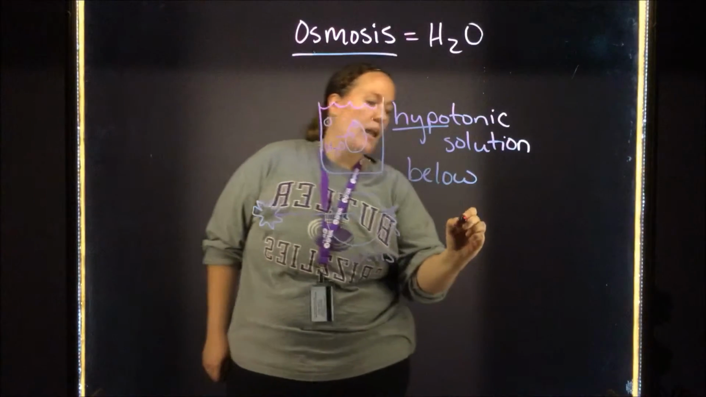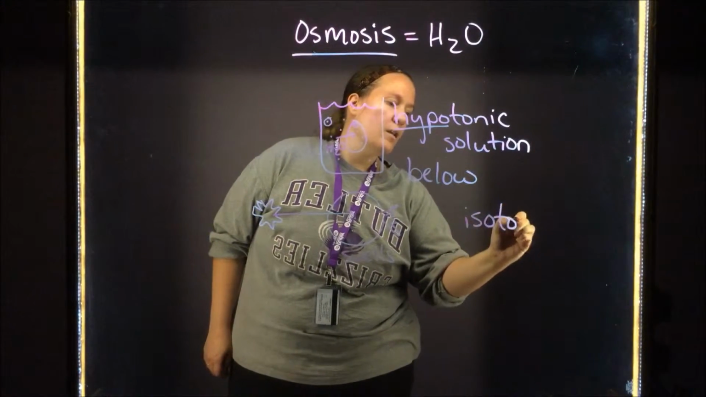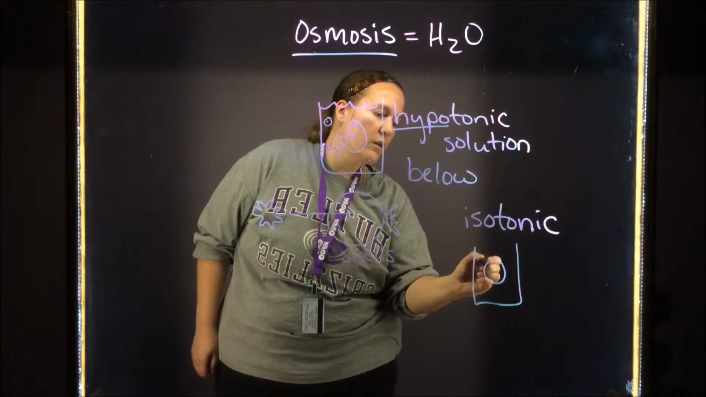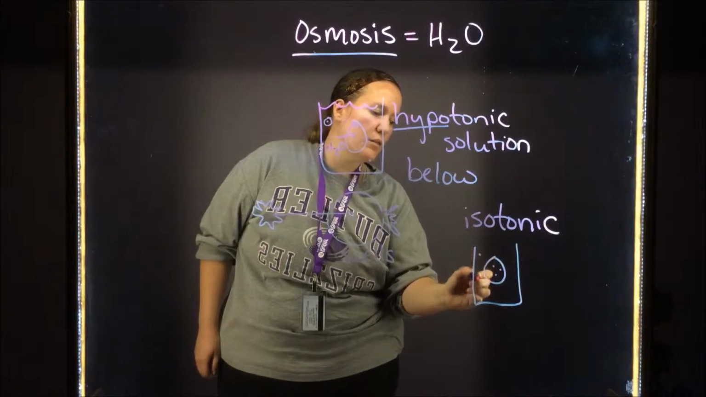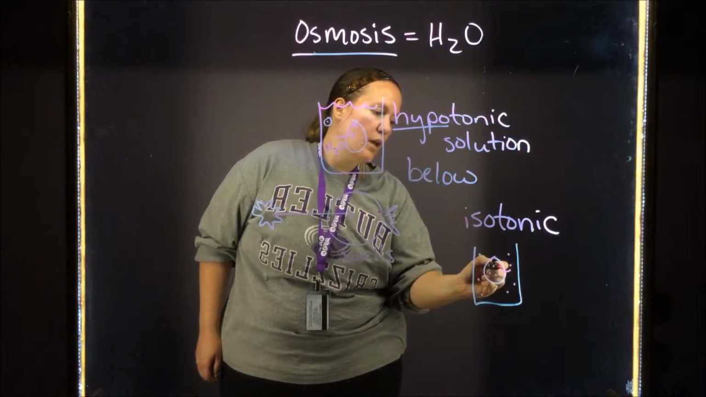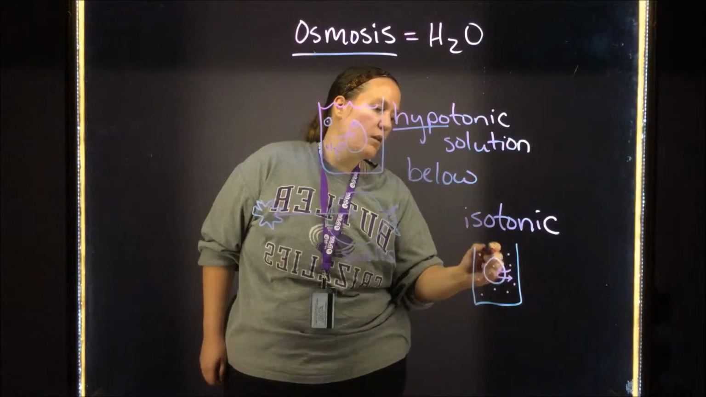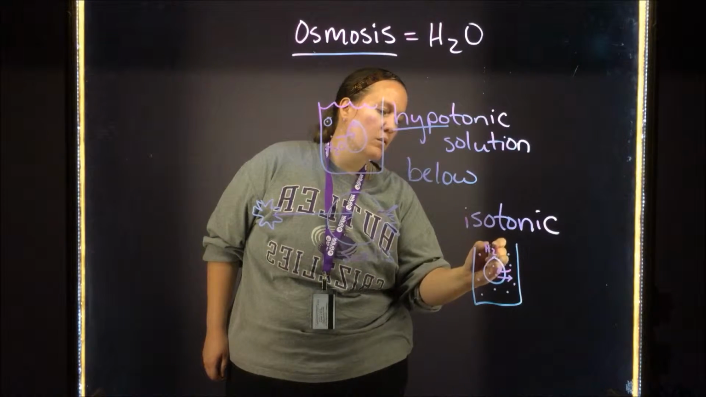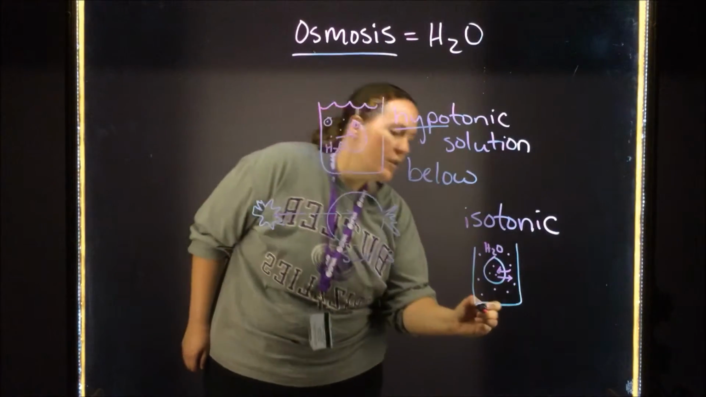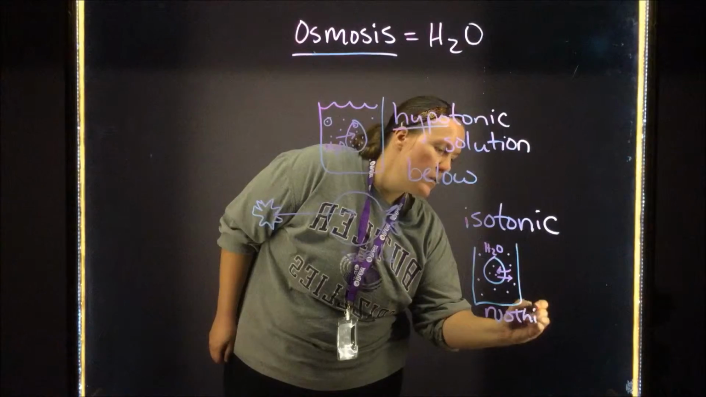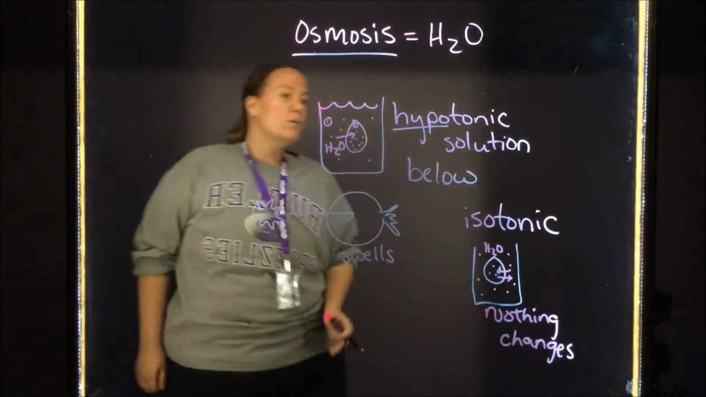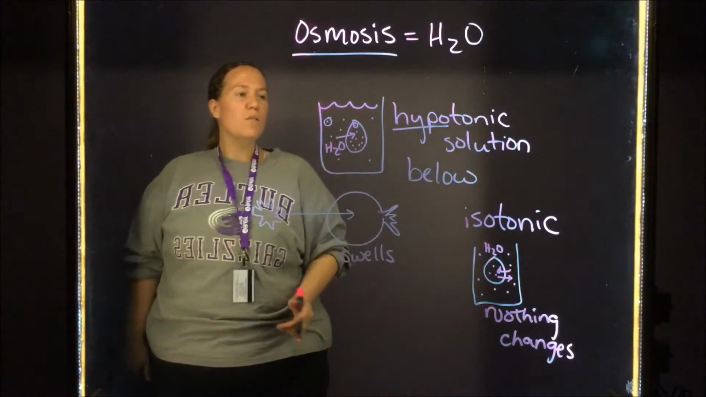Iso means same. So isotonic solution is going to be a cell where the water flows into and out of the cell relatively equally, because those dots are equally spaced out. So you have water coming in and water leaving. So this is the movement of water into and out of the cell, and it's just going to stay the same size. So nothing changes with the cell's health.